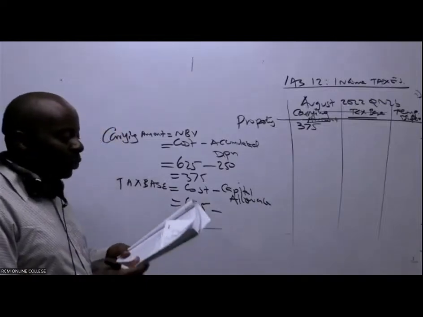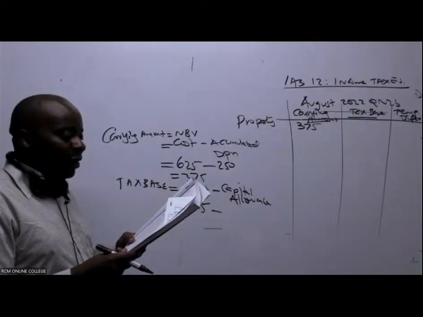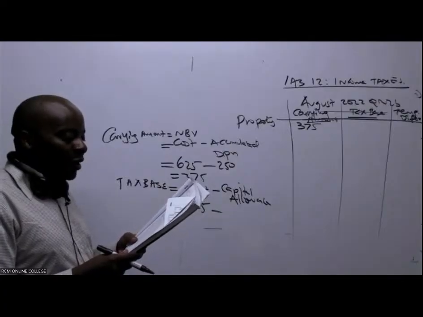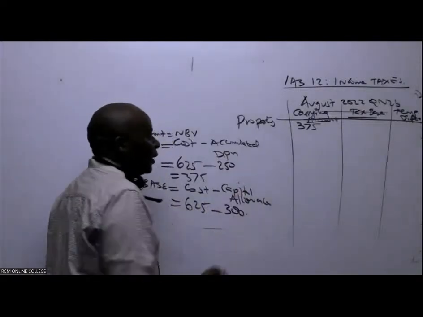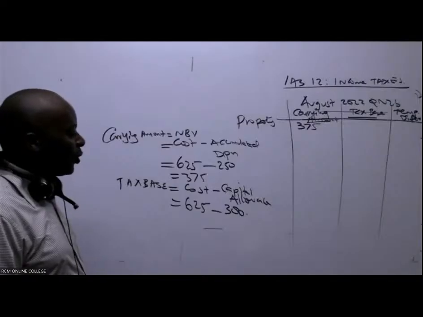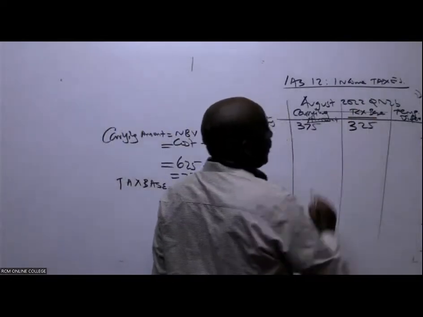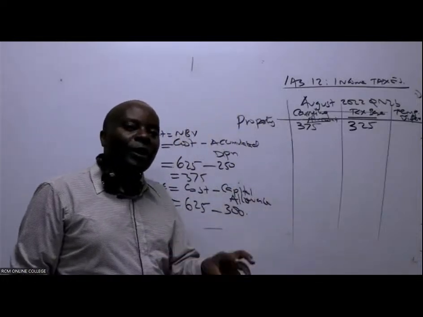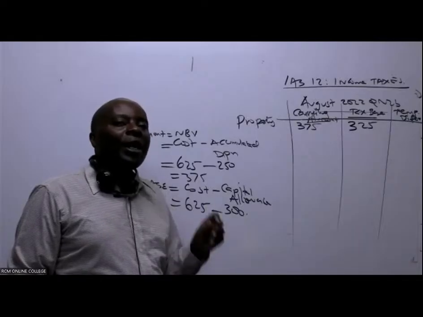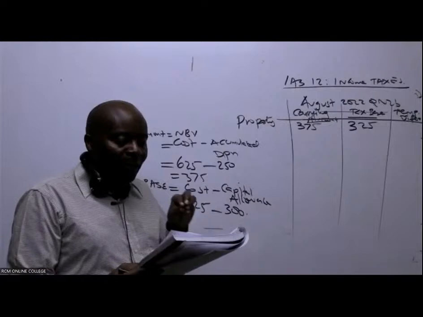625 minus capital allowance. Are you able to see the capital allowance? The capital allowance, ladies and gentlemen, we're given there is 300, not number one. So 625 minus 300 gives me what here? 325, the tax base. So I'm on the verge of straight away thinking about how do I get this temporary difference? But before I do that, there is now a problem.